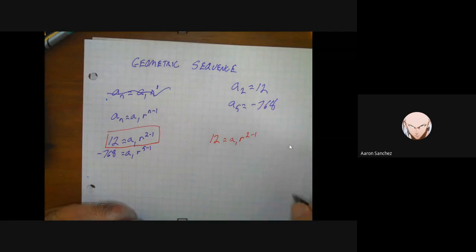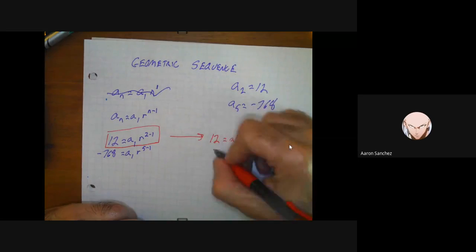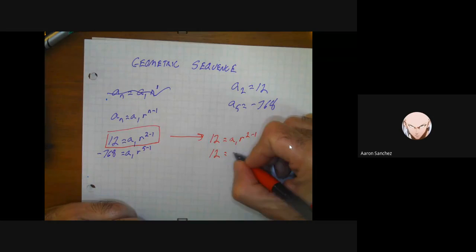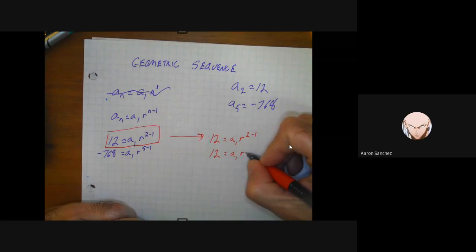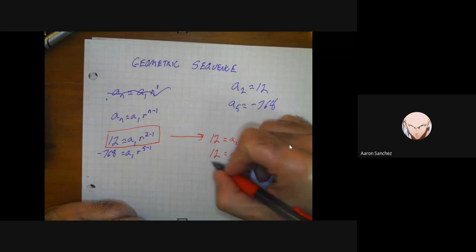So we want to get a by itself. And see, I moved this over here. Wrote it in red because red is hot. Red is hot like fire. a_1 equals a_2 divided by r to the 2 minus 1, which is r to the 1, divide by r.